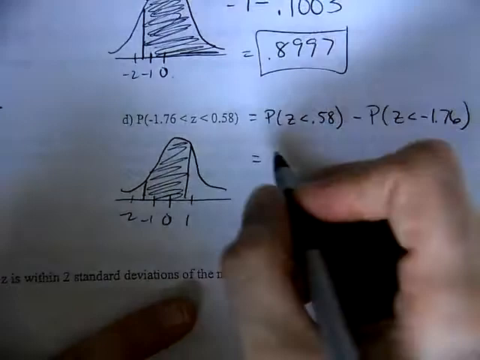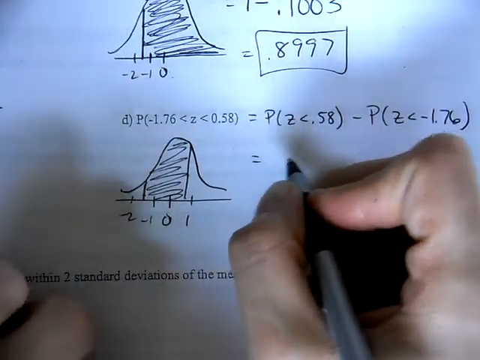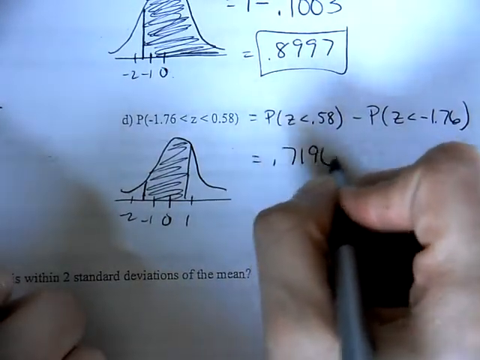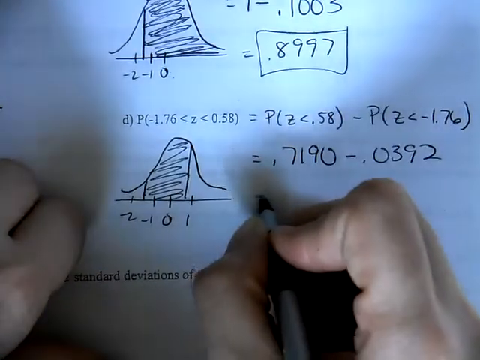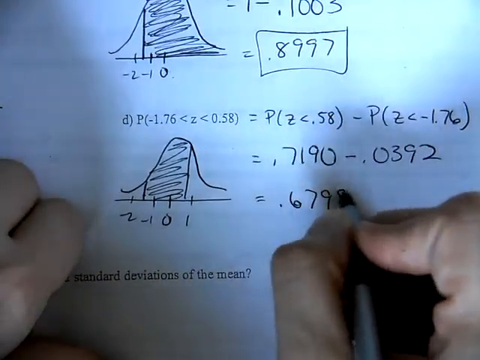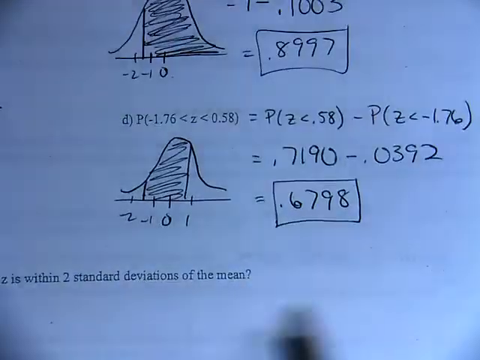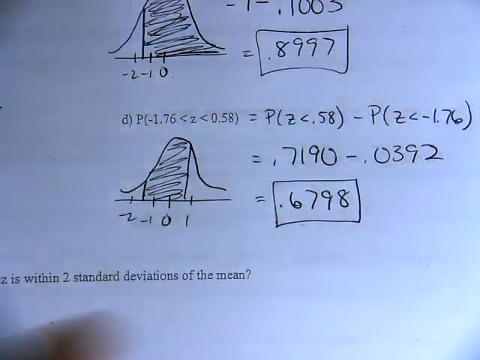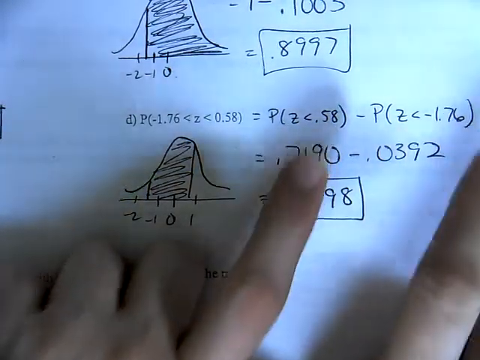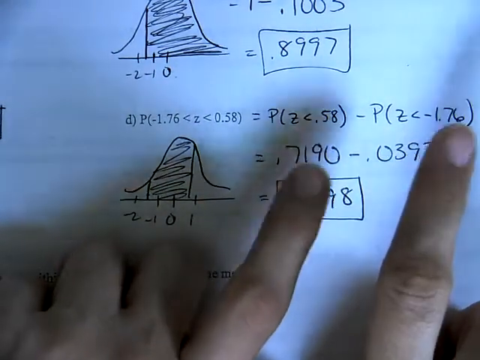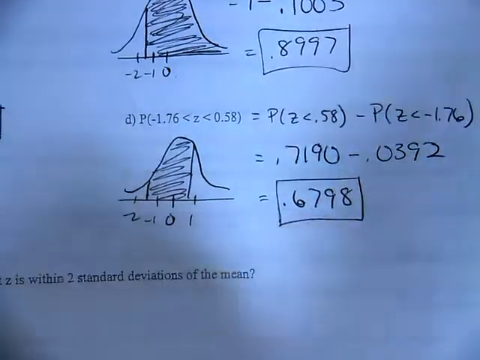So luckily we already have these done. 0.58 is 0.7190, minus 0.0392, gives 0.6798. Now here's the only mistake people will make. They will subtract these two numbers and find that probability. You want to find the probability first, then subtract.